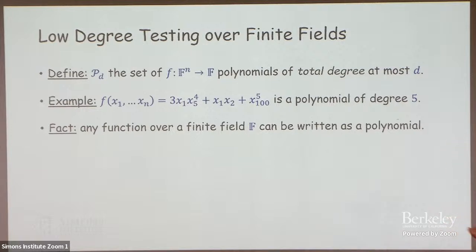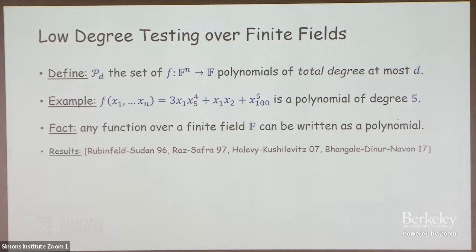So, we have functions over finite fields. They can be written as a polynomial. Then the question is what is the degree of the polynomial? Not is it a polynomial? And there are many results about this. Also, there are some results in the last year, but there are too many, so I didn't put them.